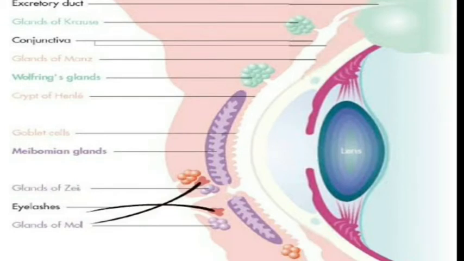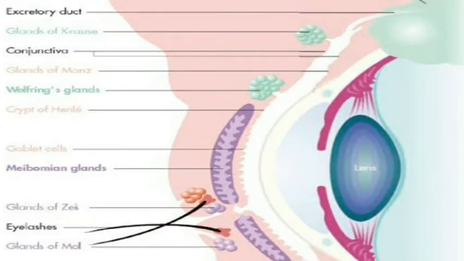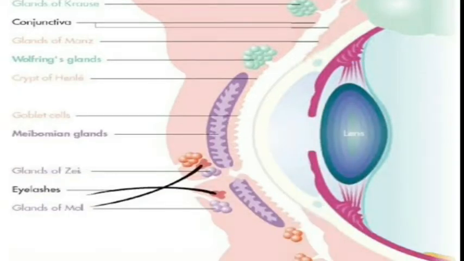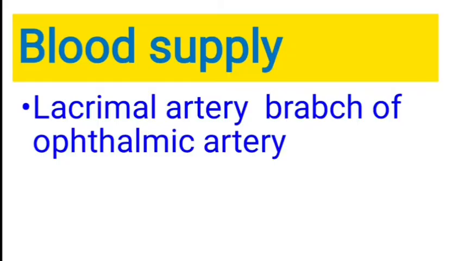Coming to the glands of Wolfring, these are present near the upper end of the tarsal plate in the upper eyelid and the lower end of the tarsal plate in the lower eyelid. The main lacrimal gland is responsible for the reflex tear secretion, whereas the accessory lacrimal glands provide the basic tear secretion.